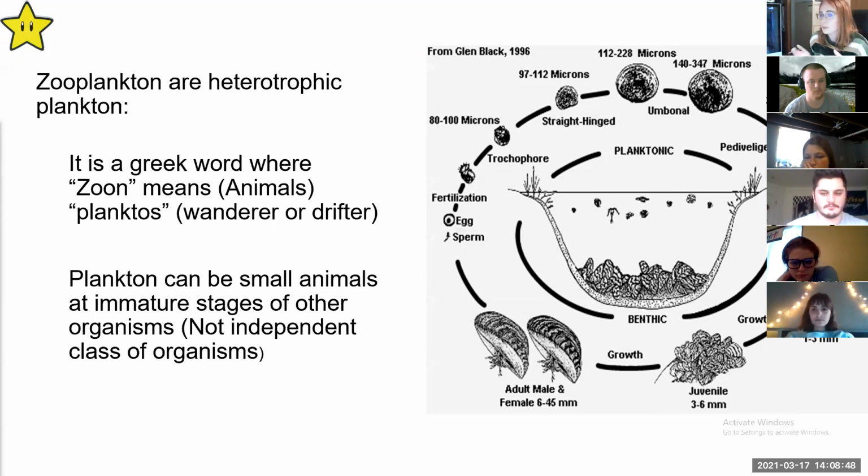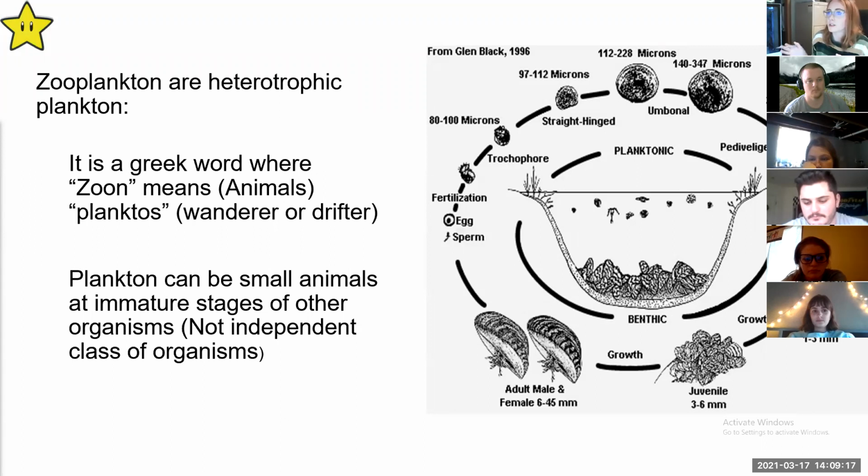Zooplankton are able to do diurnal migration. So they're able to swim weakly and move up and down in the water column based on light signals that they receive with their eye spots. But other than that, they just kind of flow with things, which sounds like a nice way to live. So zooplankton is broken up into two meanings. You have zoon, which means animals, and planktos, which means wanderer or drifter.